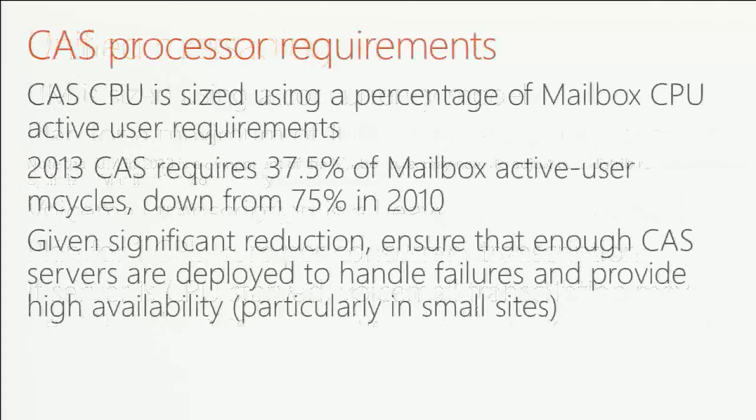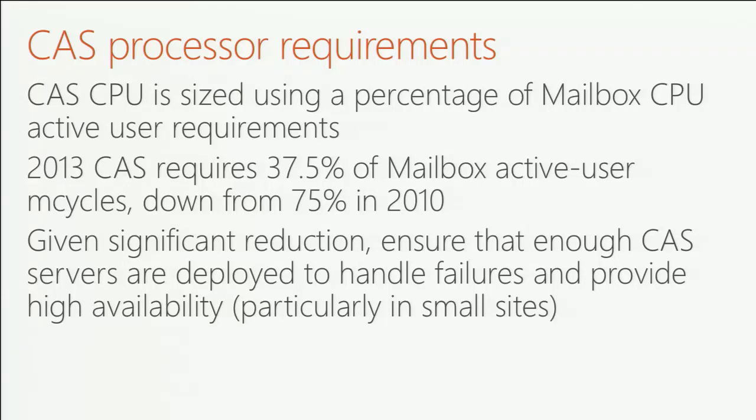So let's talk about CAS for a few minutes. We're getting towards the end here. So CAS CPU, like I mentioned, is sized based on a percentage model, or a ratio of active CPU being used for mailbox to active CPU being used for CAS. So in 2013, CAS is requiring 37.5% of the active user megacycles on the mailbox components. That was a 75% value in 2010.